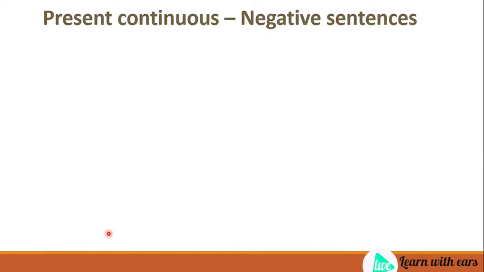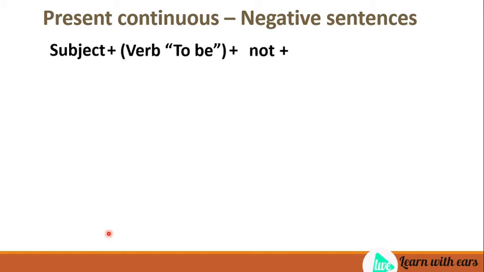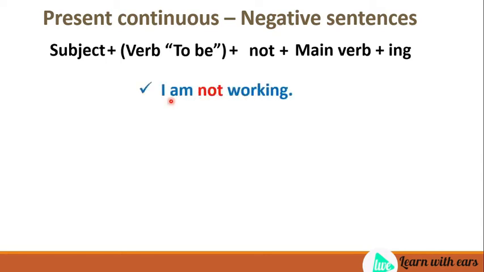Okay? Now let's move and learn how to make negative sentences. For making negative sentences, we need subject, then verb to be, then not, and main verb with ing. Okay, now let's see some examples. Here we have first sentence, I am not working. Okay, I am not, because it's a negative sentence. I am working, it's a positive. I am not working, it's a negative sentence.